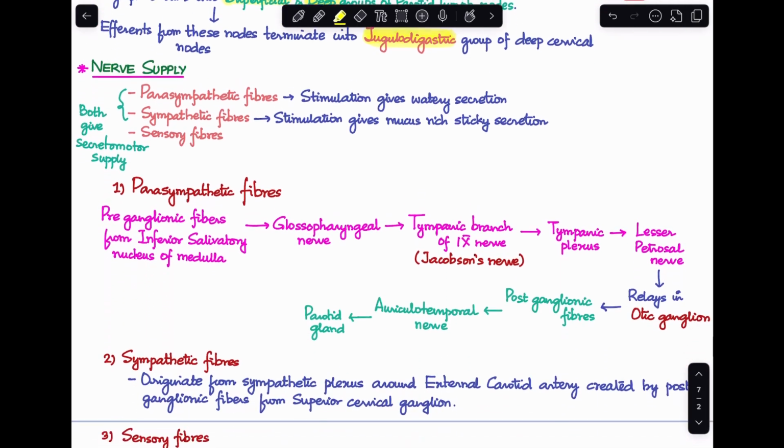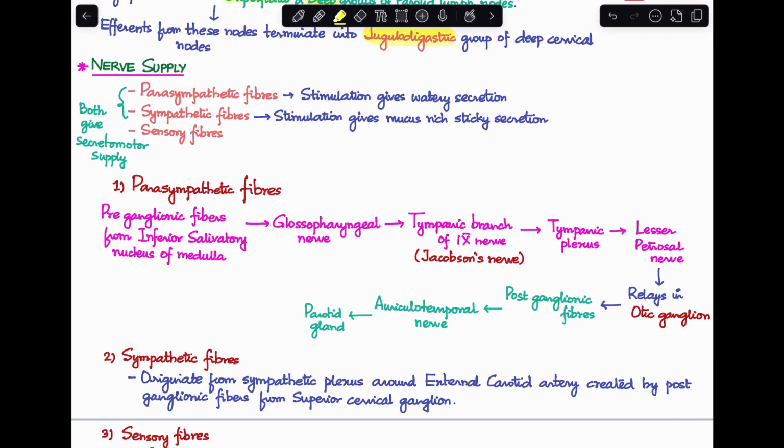Now let's talk about the nerve supply. We have three types of nerve fibers over here: parasympathetic fibers, sympathetic fibers, and sensory fibers. Parasympathetic and sympathetic fibers are both responsible for giving a secretomotor supply to the parotid gland. When the parasympathetic fibers are stimulated, it gives a very watery secretion from the parotid gland, whereas when the sympathetic fibers are stimulated, it gives mucus-rich, sticky secretions. So we can see how stimulation of the different nerve fibers will give different kinds of secretion from the parotid gland.